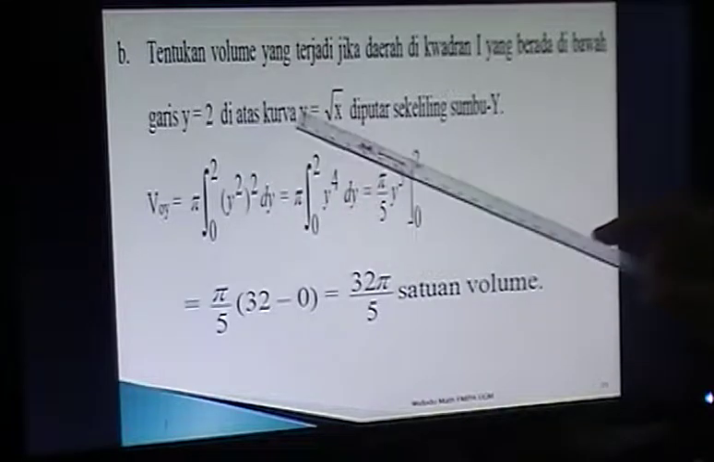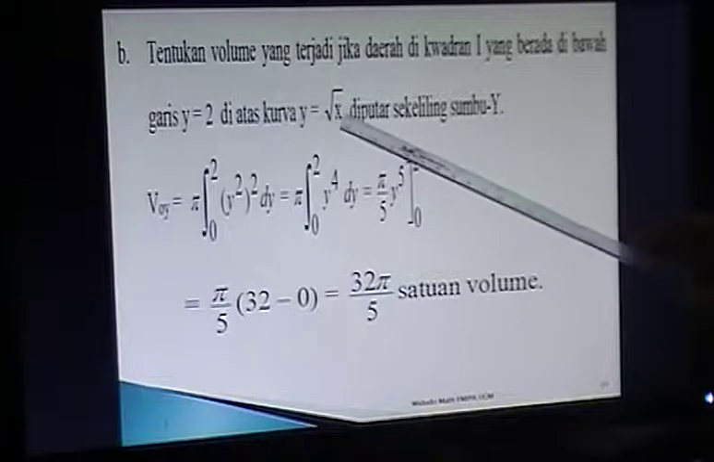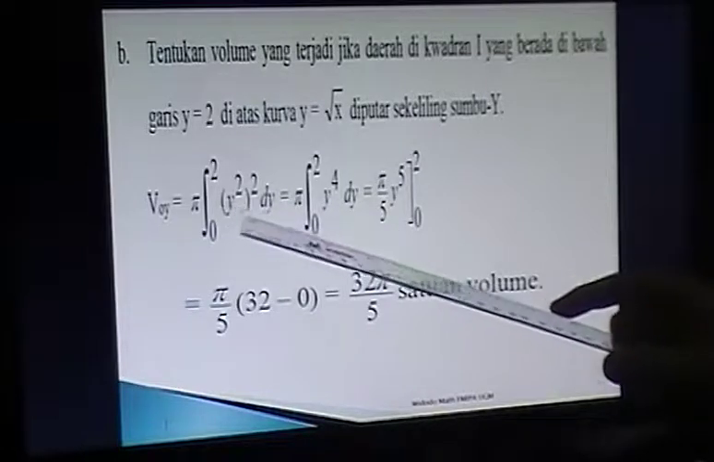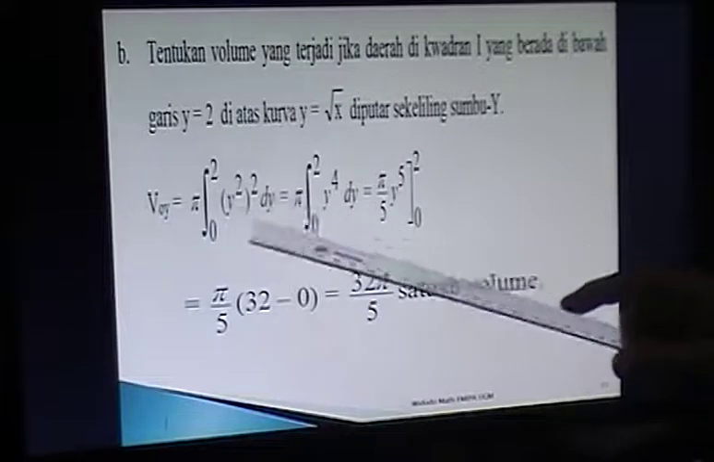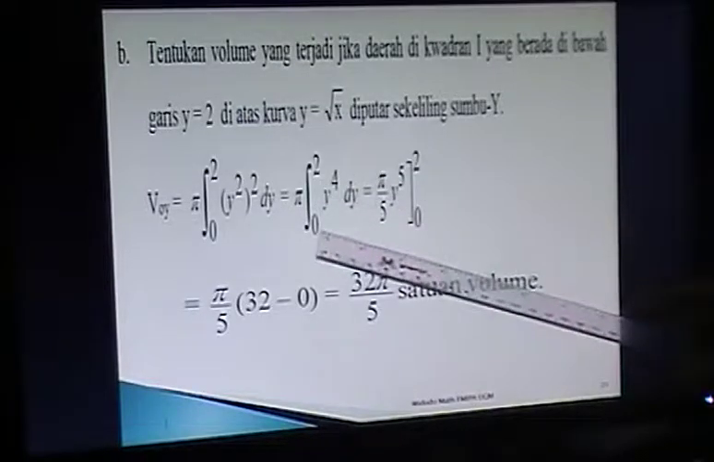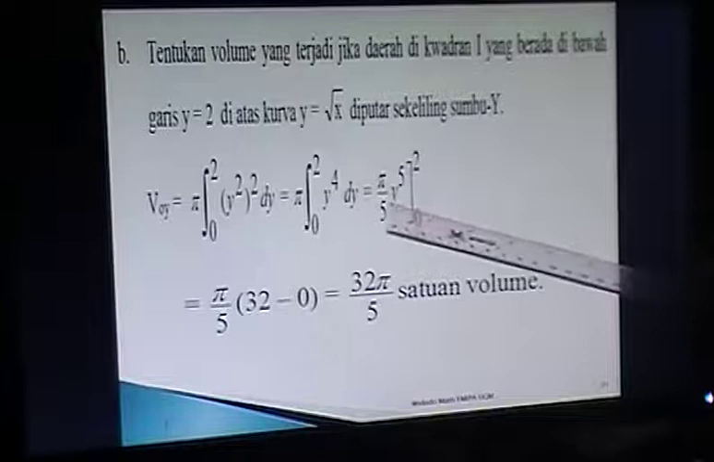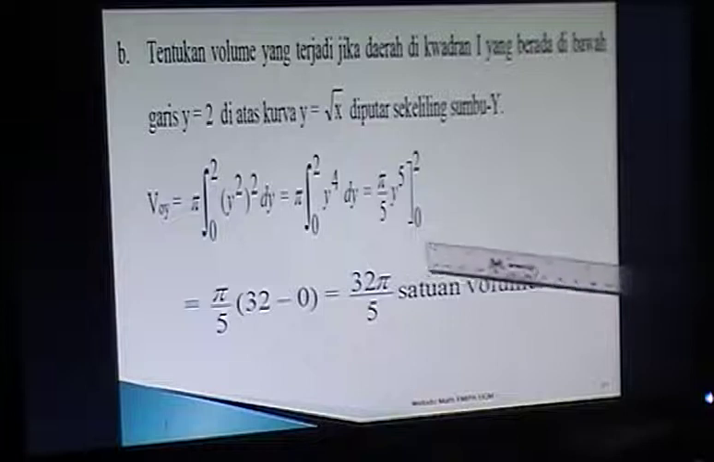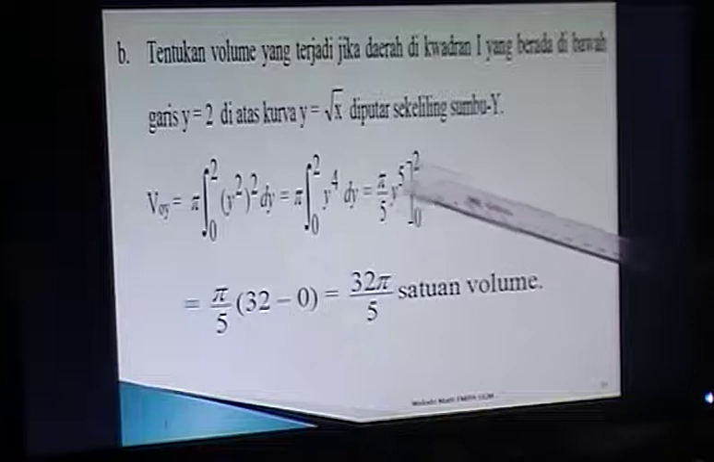Why this function? Because y is equal to the square of x, so y square is equal to x. So x square is equal to y to the power 4, dy. So altogether, pi times the integral from 0 until 2 of y power 4 is equal to pi divided by 5 times y power 5 between 0 and 2. We put the 0 to this y and the 2 to this y.